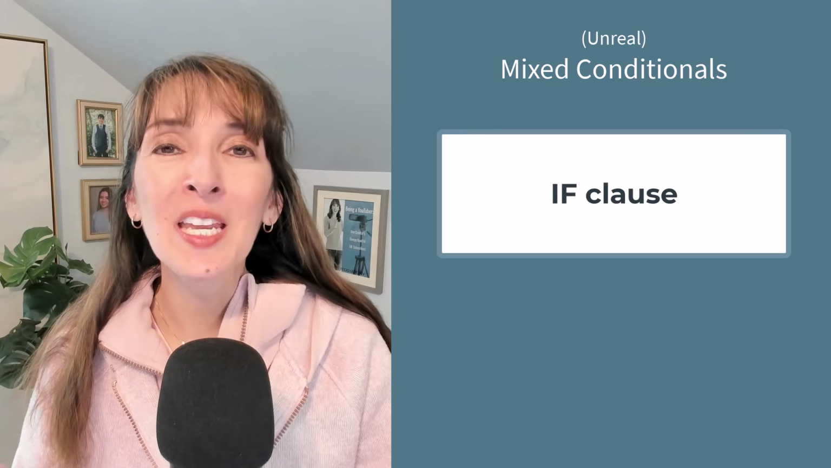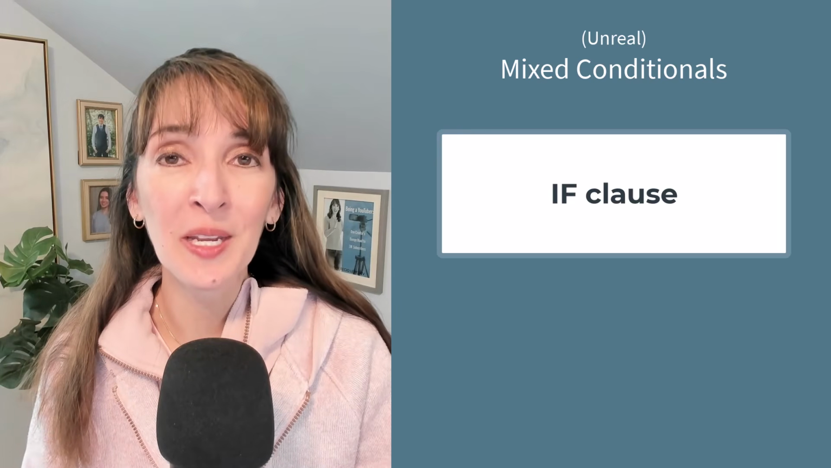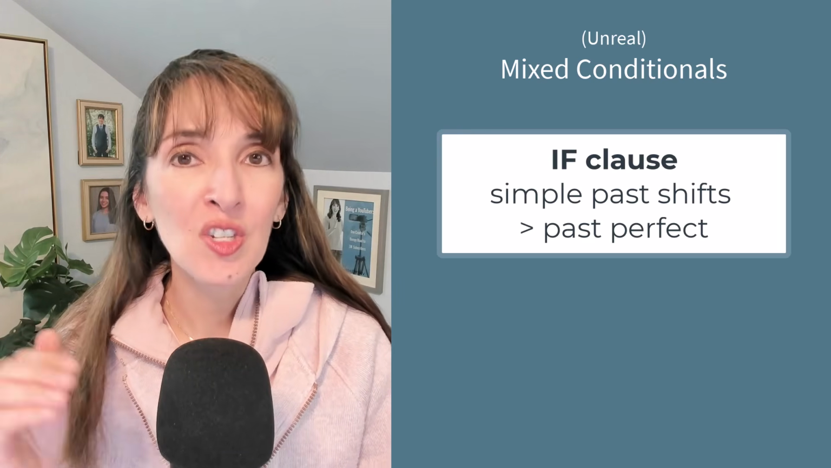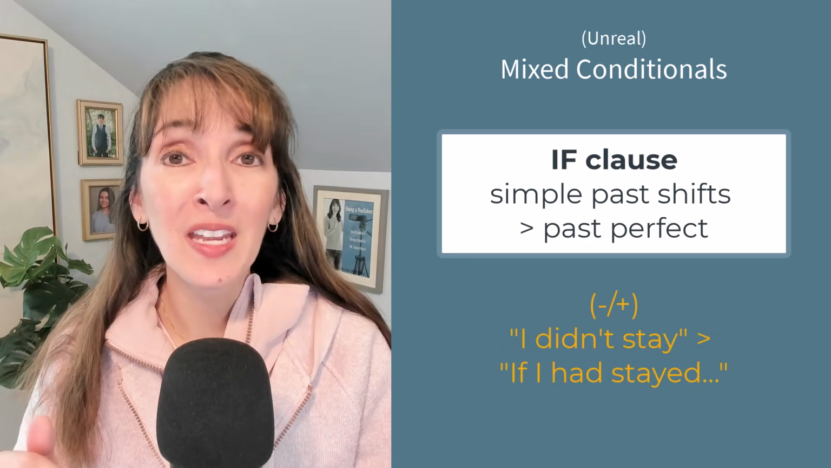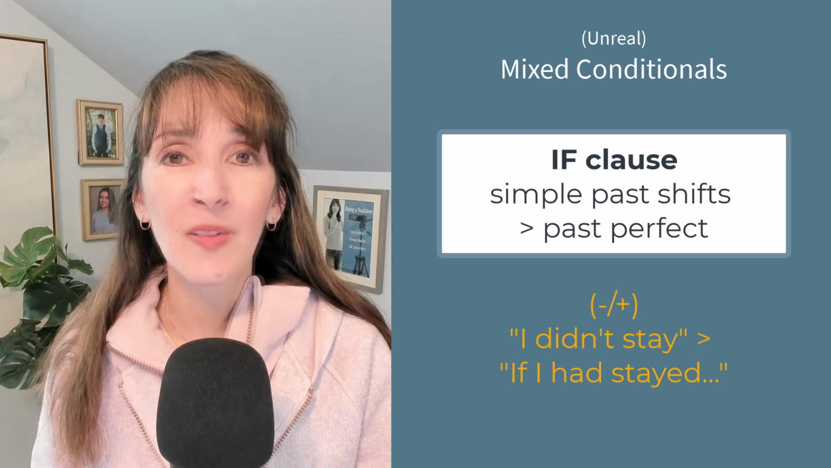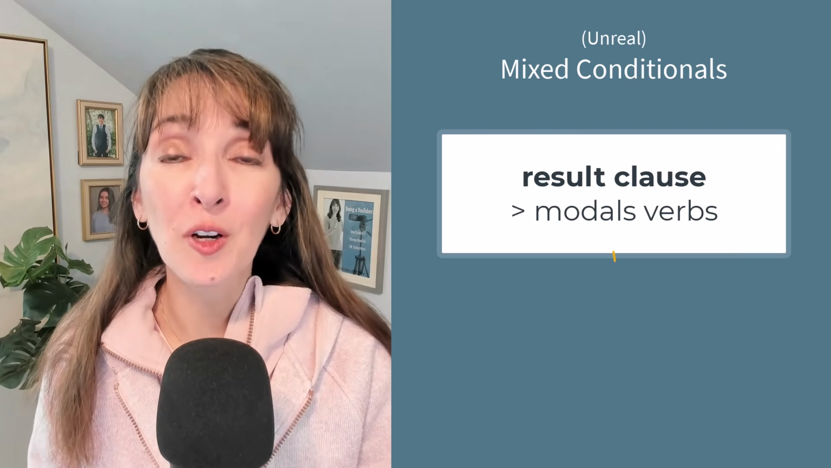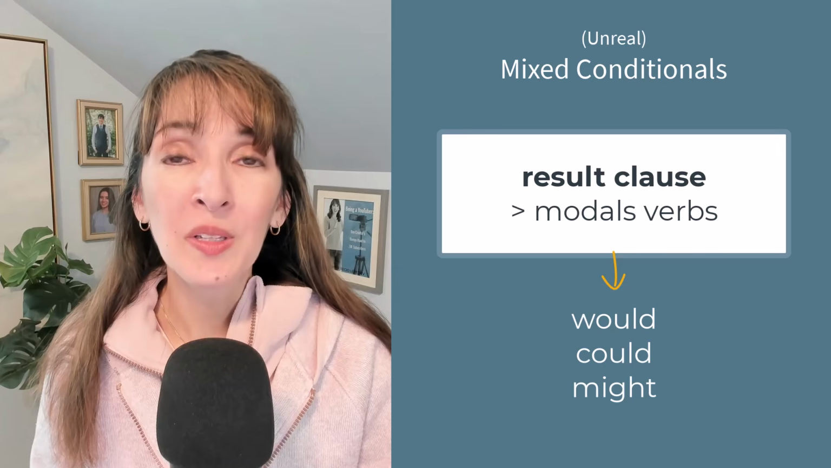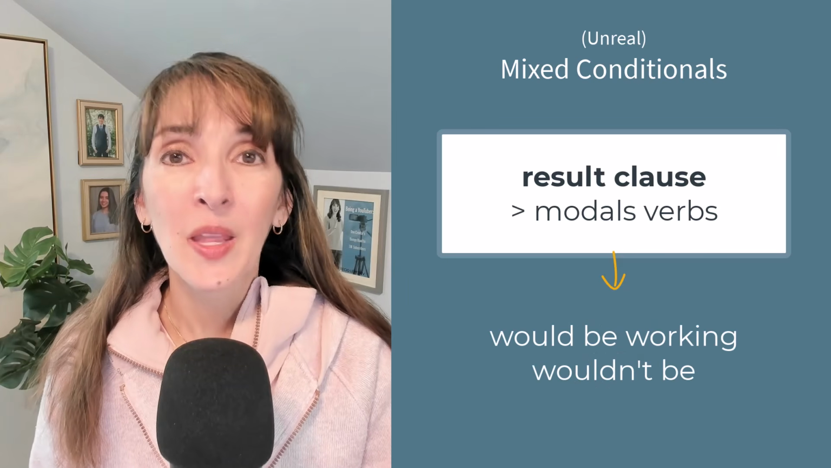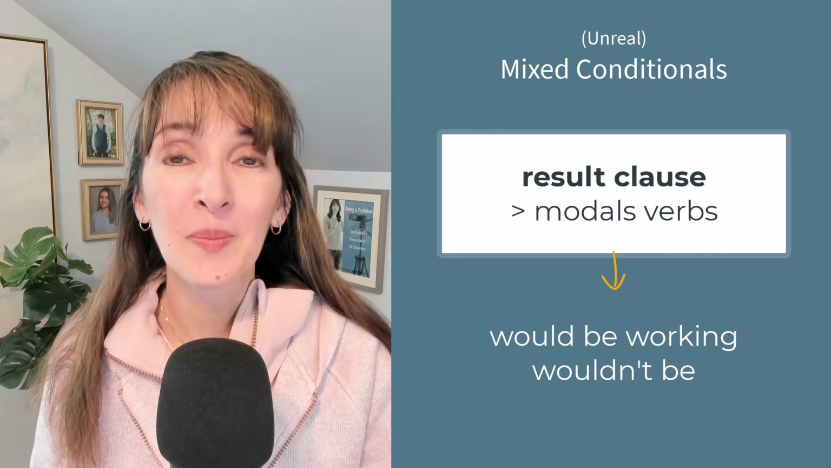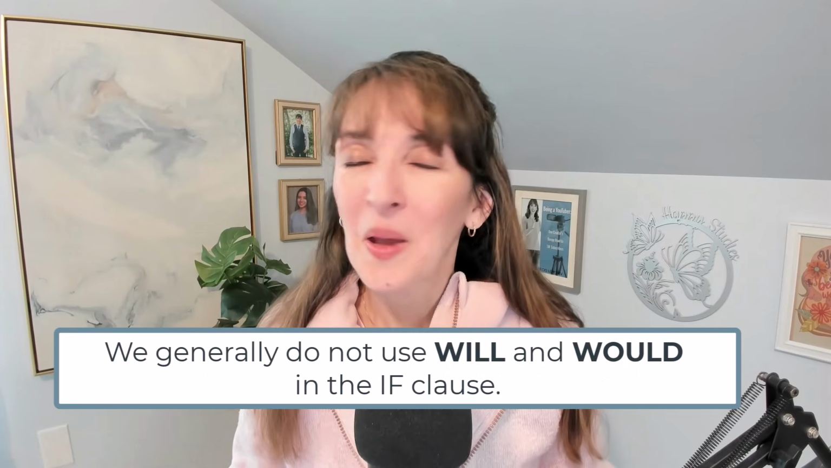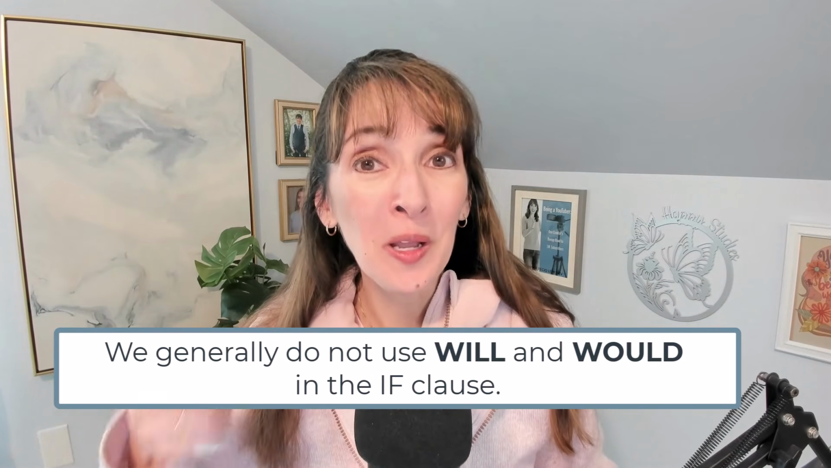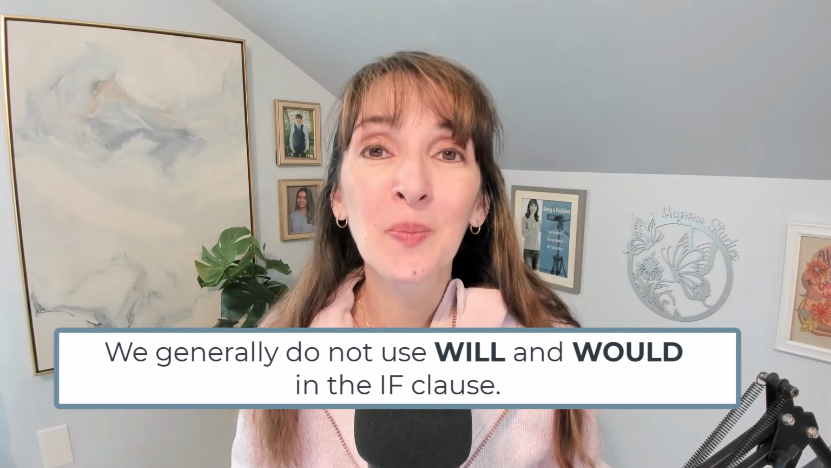In the if clause, think about the pattern needed for backshifting. The simple past shifts to the past perfect. And we also have to go from affirmative to negative or negative to affirmative. In the result clause, modal verbs are used. Would, could, might. Would be working or wouldn't be. A guideline to remember is that will and would are not usually friends with if. We generally do not use will or would in the if clause.